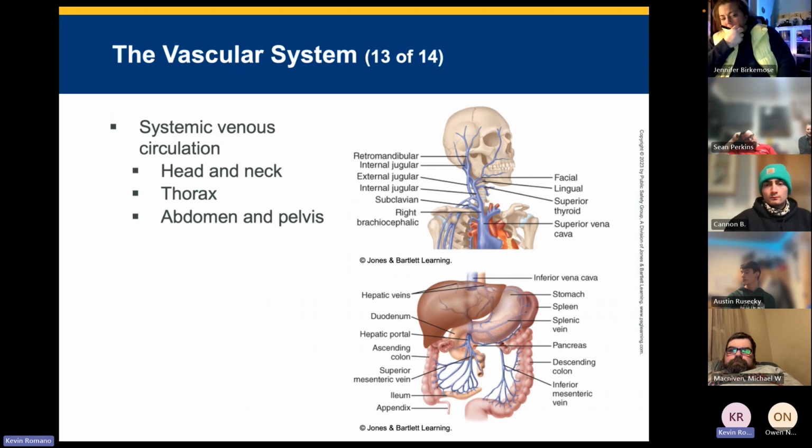The hepatic portal system, so think hepatic, right? Going into the kidneys and all that, sorry, not kidneys, liver, is a specialized part of the venous system that drains blood from the stomach, intestines, and spleen to the liver, where it then empties into the hepatic veins, which then join the inferior vena cava, right?